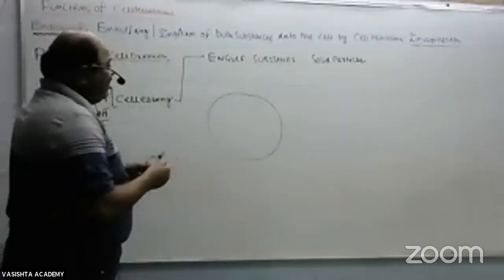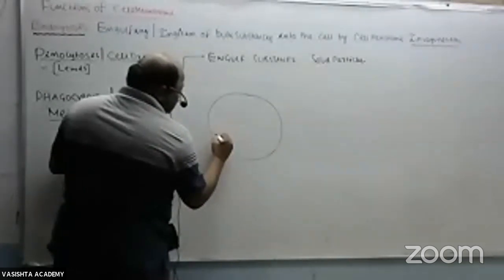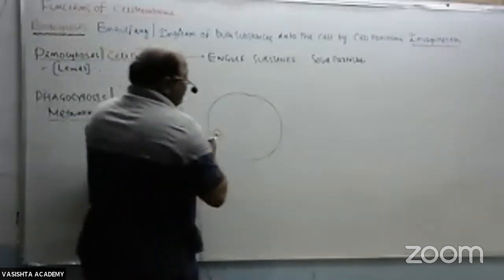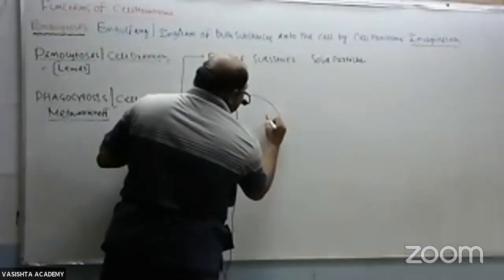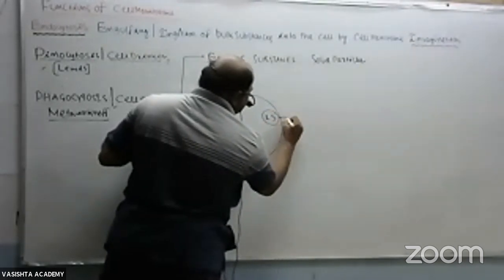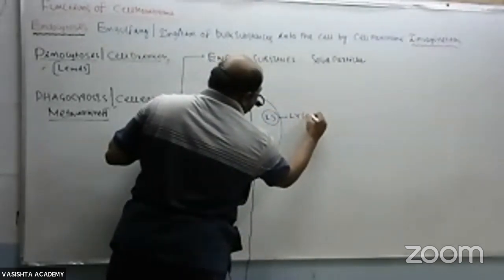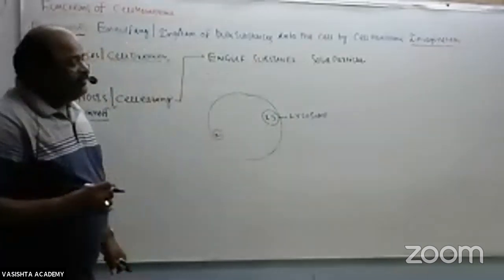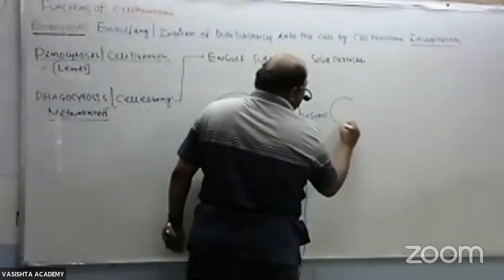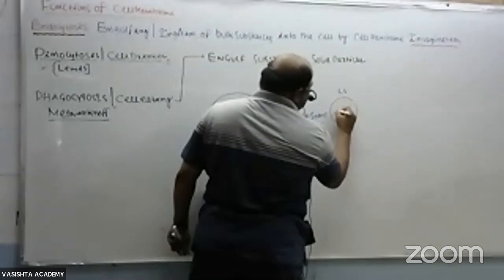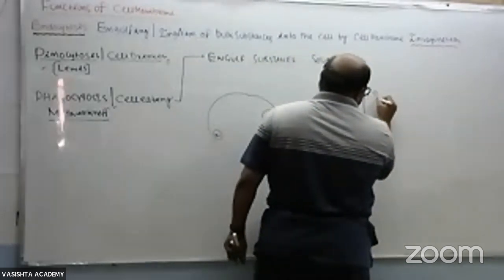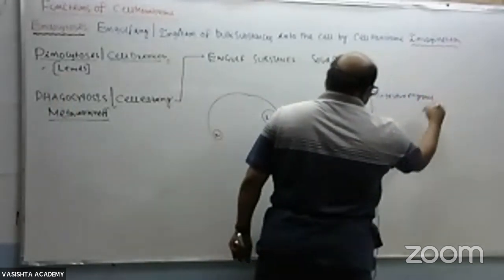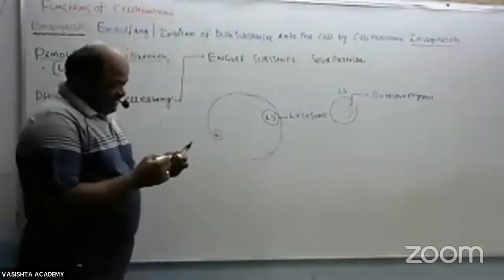For example, this is the cell membrane. Within the cell membrane, within the protoplasm, the nucleus is present. And here another cell organelle is present, labeled LS, which is the lysosome. It is a cell organelle. What is the function of the lysosome? In the lysosome, different kinds of digestive enzymes are present.